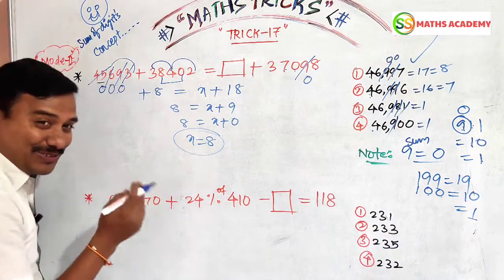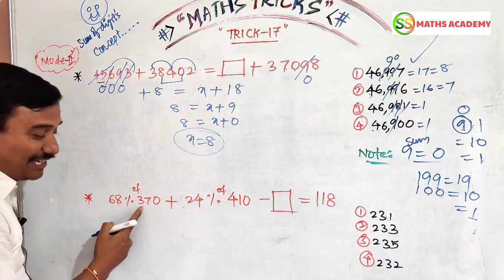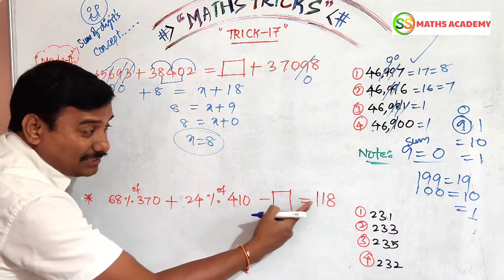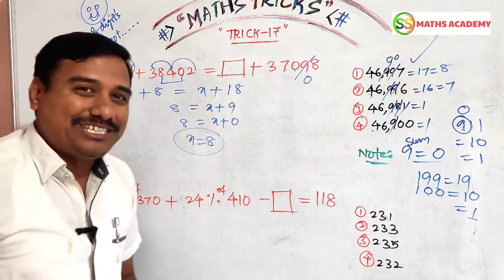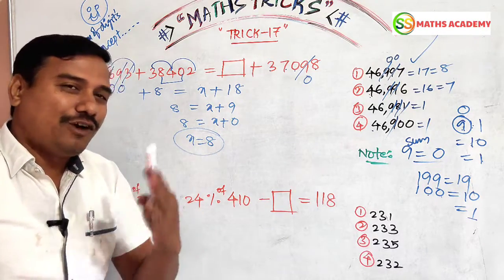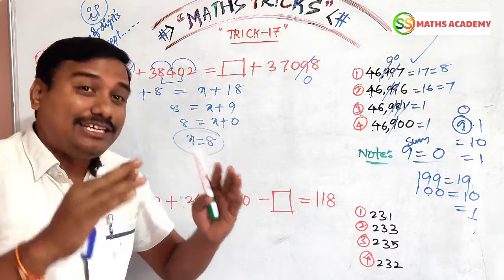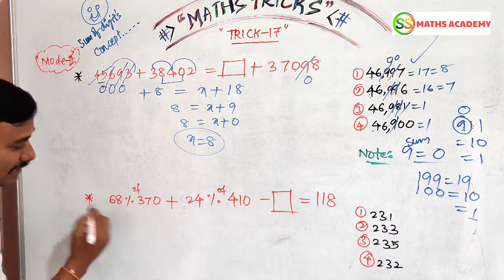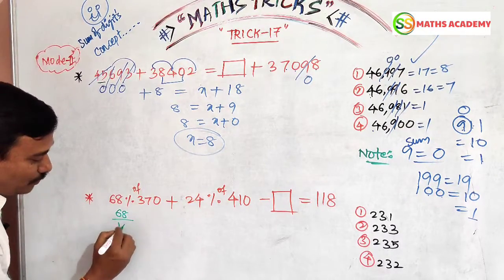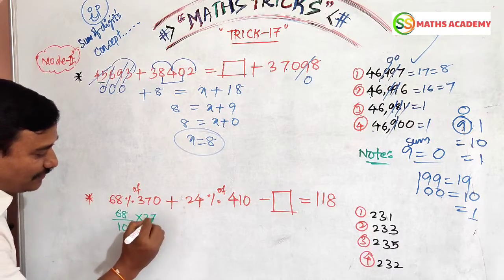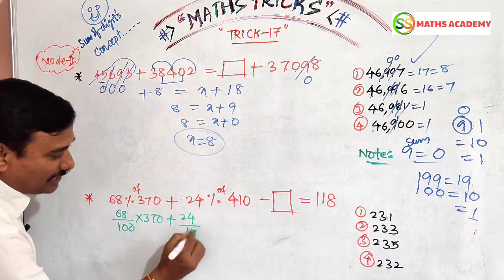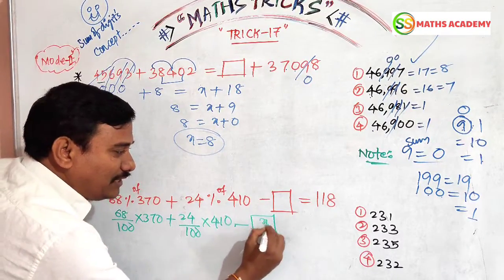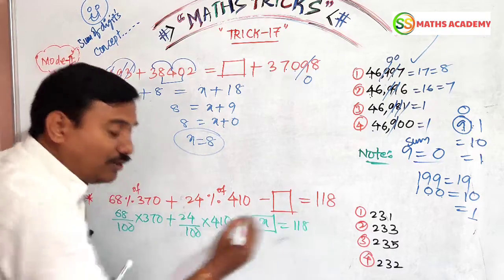Now let us see one more good question. 68% of 370 plus 24% of 410 minus x is equal to 118. You may see how tough this question is for you, but you follow my technique. I assure you it will satisfy your confidence. Let us see. Yes, sum of the digits. We know we have to write this process as 68 by 100 into 370 plus 24 by 100 into 410. Am I right, dear friends? Now, since minus anything is not there, we can take that as x. Here you have to write 1 1 as it is.